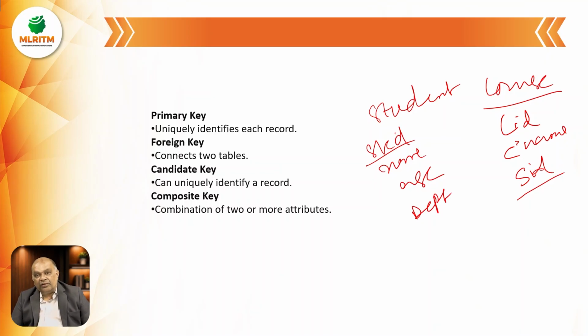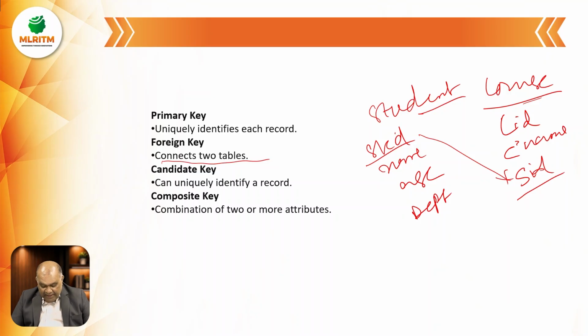Why are we going to use the foreign key? Because it connects the two tables. If the same attribute is present in one table as the primary key and in another table as the foreign key, there will be a connection between the student and course tables. How is the connection done? The connection is done through the foreign key.